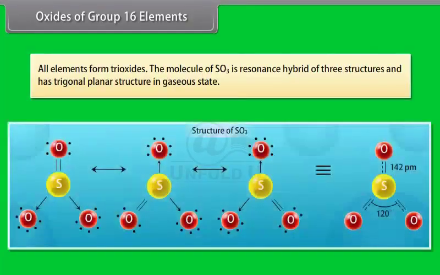All elements form trioxides. The molecule of SO3 is a resonance hybrid of 3 structures and has trigonal planar structure in gaseous state. Anomalous behavior of oxygen.